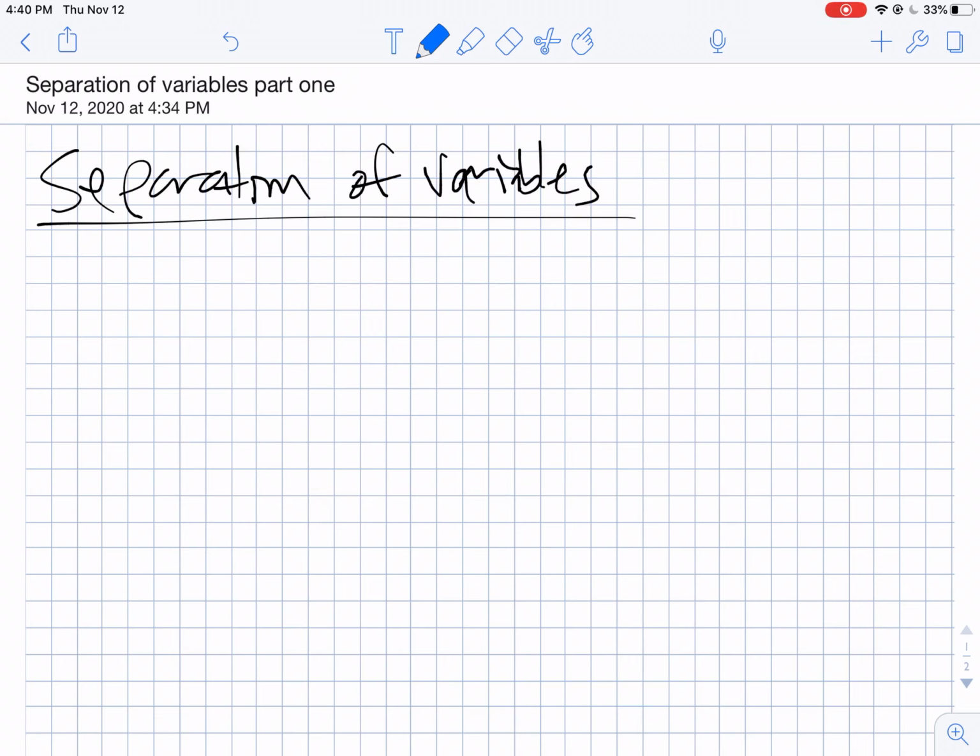So today we're going to learn about a technique called separation of variables. Now, let's first set the stage for what this is going to help us find: a solution to a differential equation. We're going to talk about an algebraic solution rather than just a graphical solution curve. But how do we get an equation for that curve?